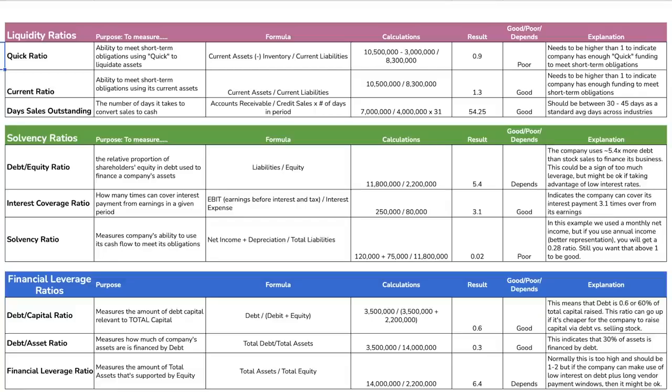There are a few other important ratios, such as the liquidity ratios, quick and current ratios, that are used by CFOs to analyze the balance sheet. And also there are financial leverage ratios, such as the debt to capital ratio and debt to asset ratio, as well as the financial leverage ratio. These are all important ratios that the CFOs use to analyze a company.